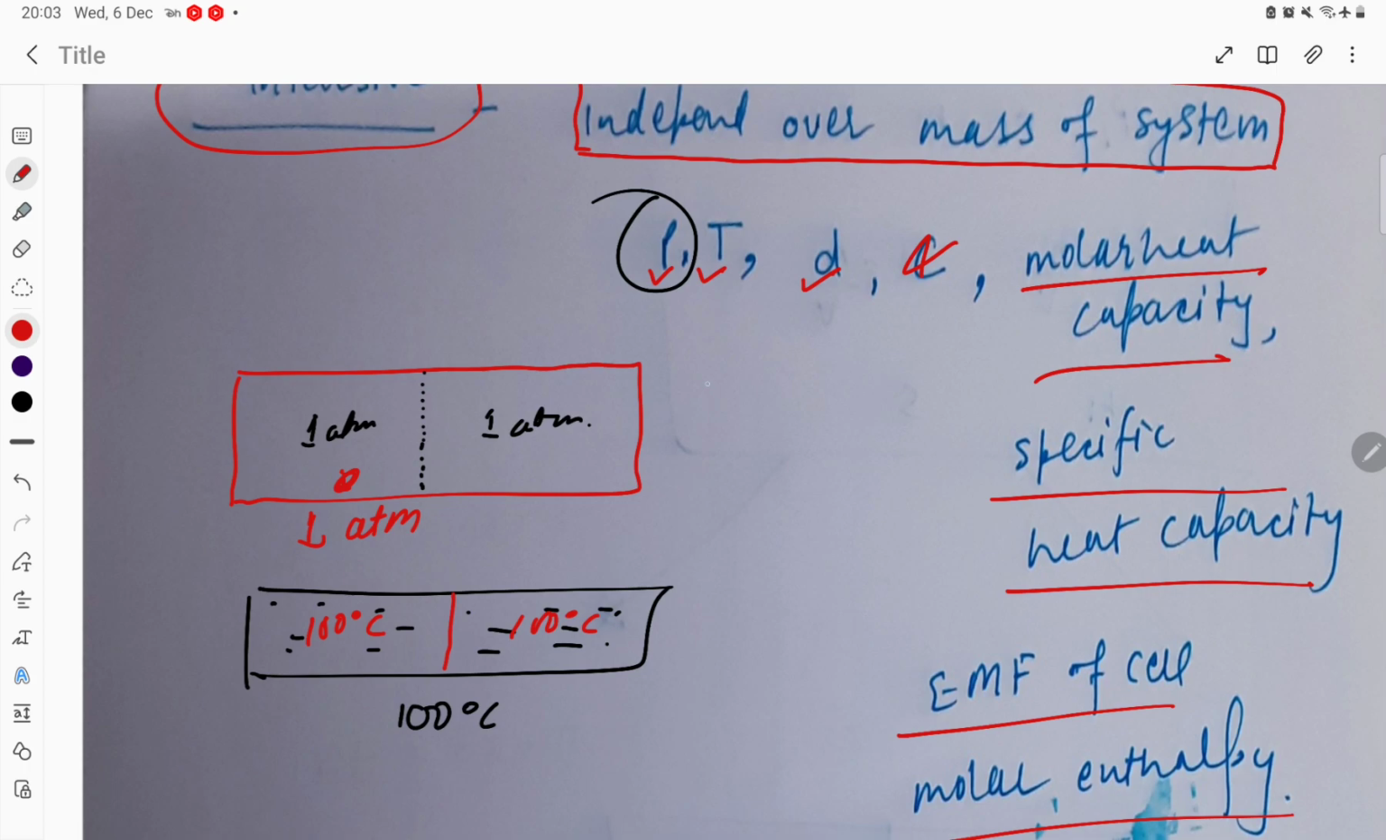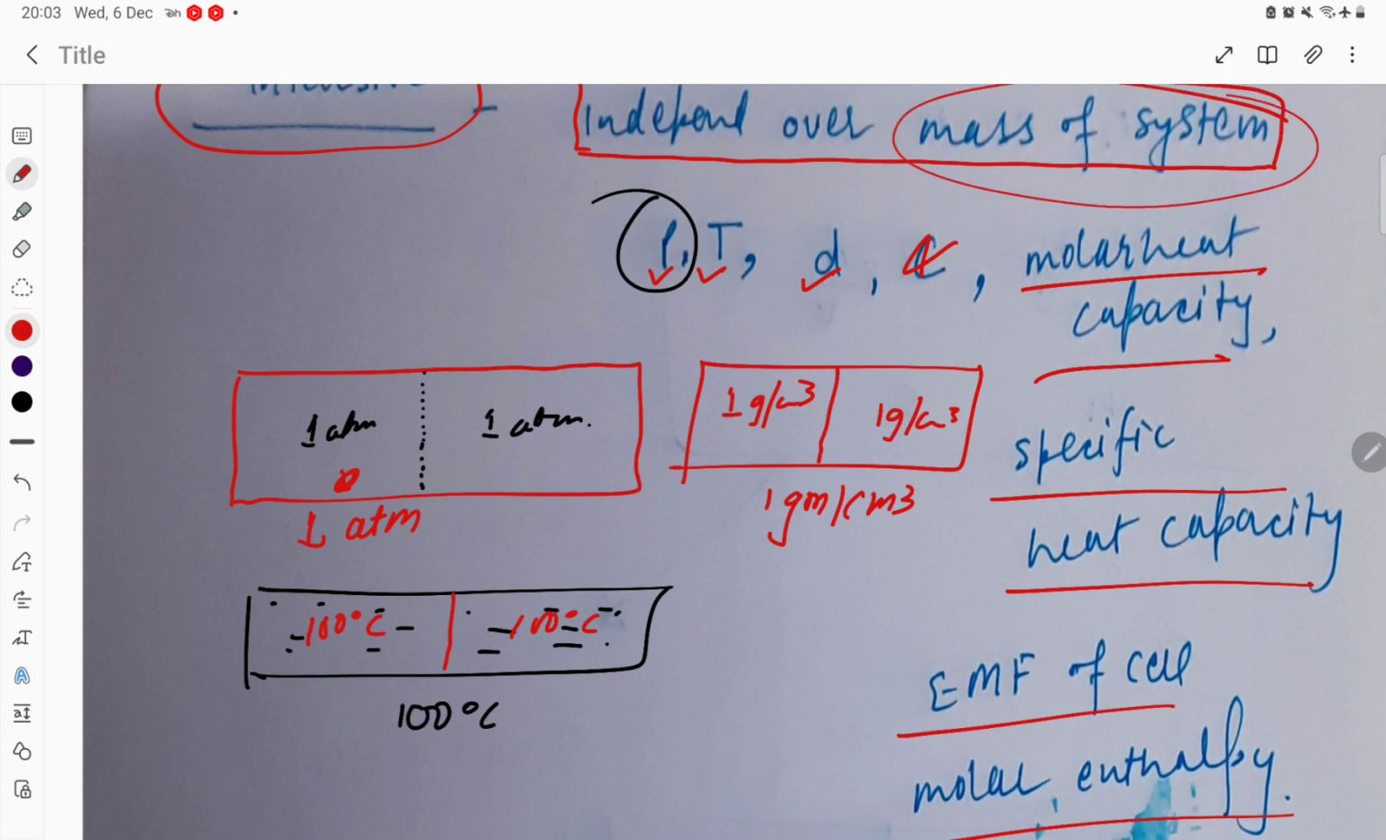Now density, in the same way you will find the density. If the density here is 1 gram per centimeter cube, then this one is also 1 gram per centimeter cube, and this is 1 gram per centimeter cube. So these are intensive properties, they do not depend on the mass of the system.